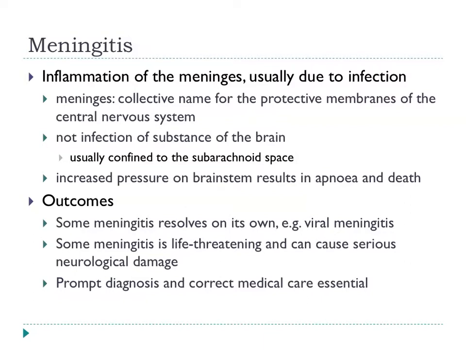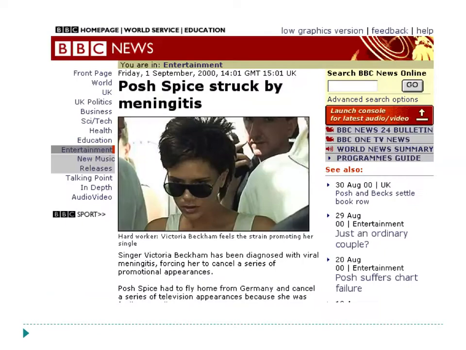Now, meningitis is not invariably fatal. Viral meningitis is actually quite common and resolves spontaneously. It takes a few weeks and then the patient gets better. Some meningitis, though, is actually life-threatening and can cause serious neurological damage. Because of that risk, when we see a potential case of meningitis, we have to be very, very careful. We get the diagnosis as quickly as we can. We get the treatment in, correct medical care as quickly as we can.